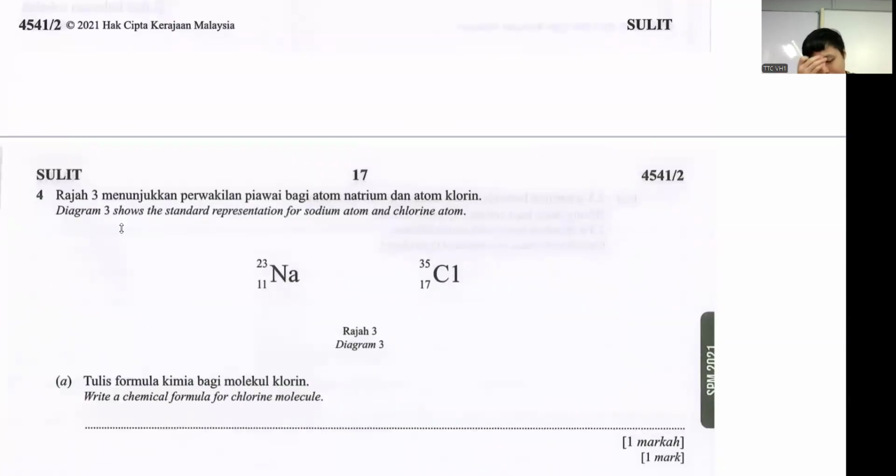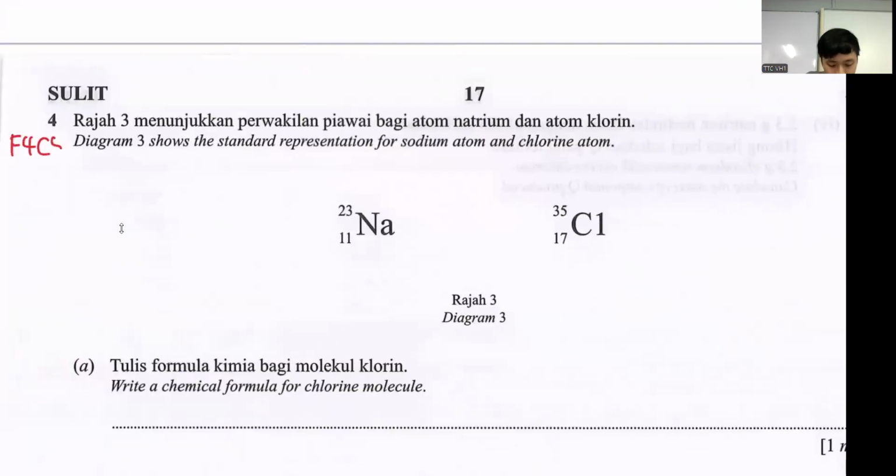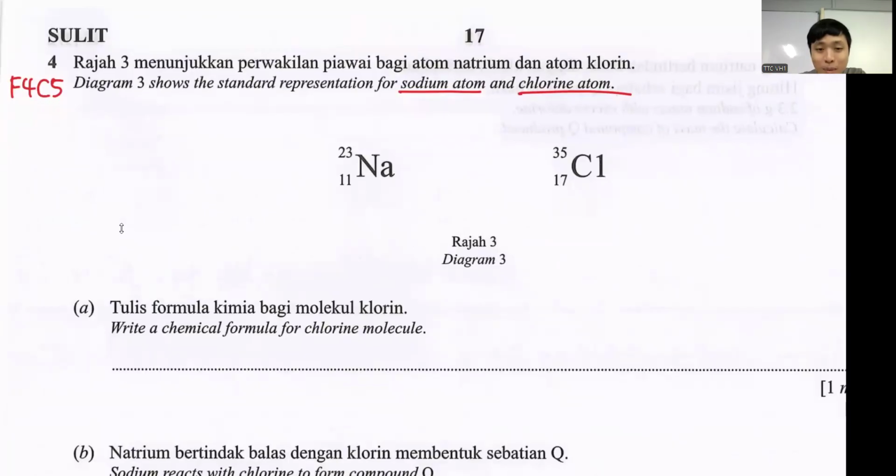Okay, question 4. This one is Form 4, Chapter 5. I think this question is also quite simple, mixed with the number of mole calculation also. So sodium atom and chlorine atom are shown below in standard representations. Write the chemical formula for chlorine molecule. In this case, it's quite a free mark. Molecule means like this.